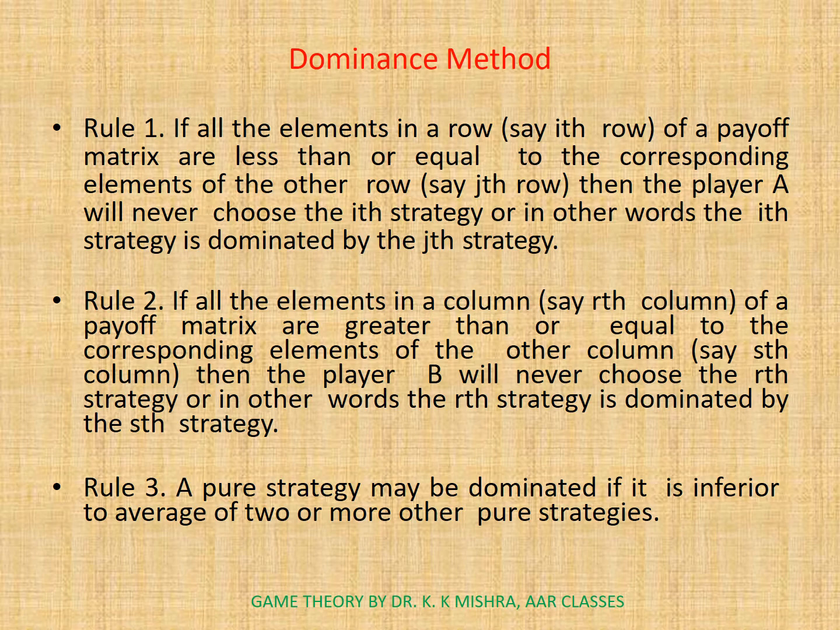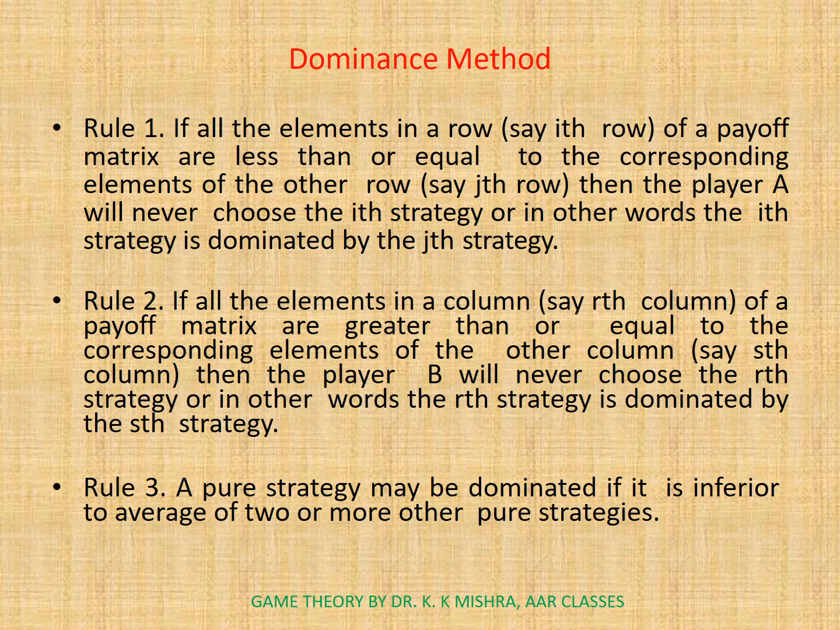Dominance method. Rule 1: If all the elements in a row, say the ith row, of a payoff matrix are less than or equal to the corresponding elements of the other row, say the jth row, then player A will never choose the ith strategy; in other words, the ith strategy is dominated by the jth strategy. Rule 2: If all the elements in a column, say the rth column, of a payoff matrix are greater than or equal to the corresponding elements of the other column, say the sth column, then player B will never choose the rth strategy; in other words, the rth strategy is dominated by the sth strategy.